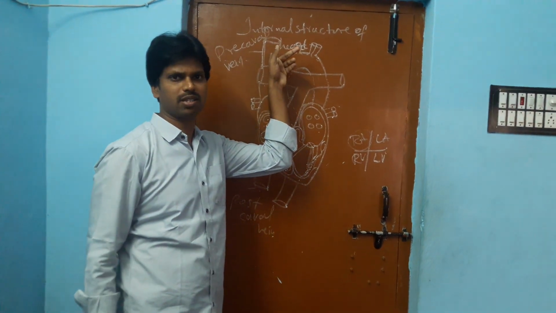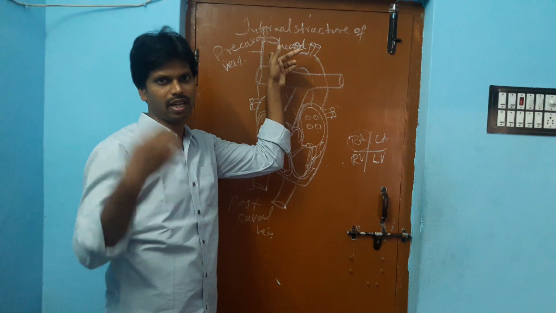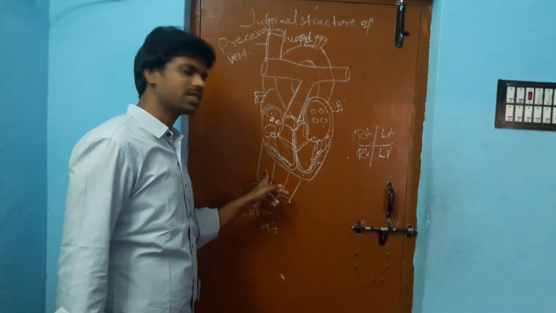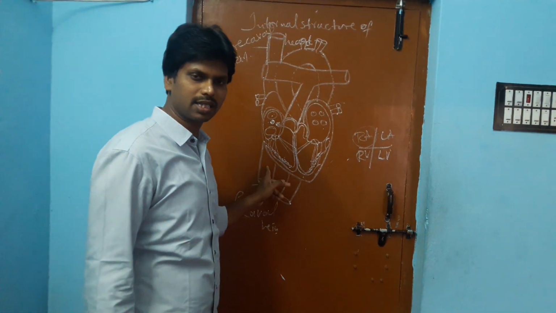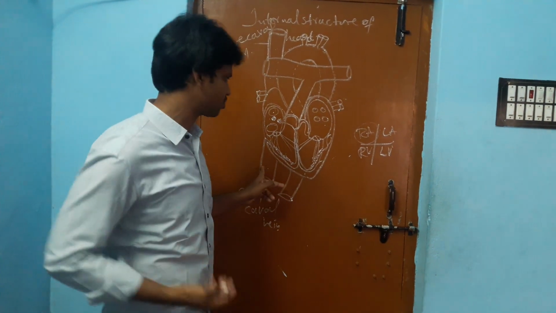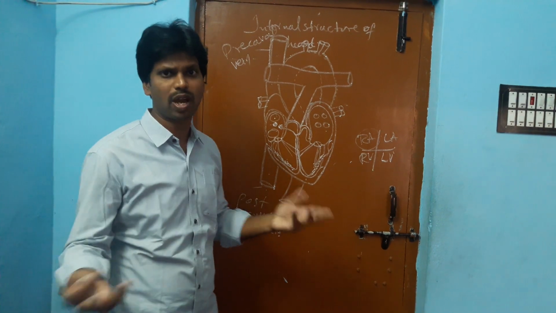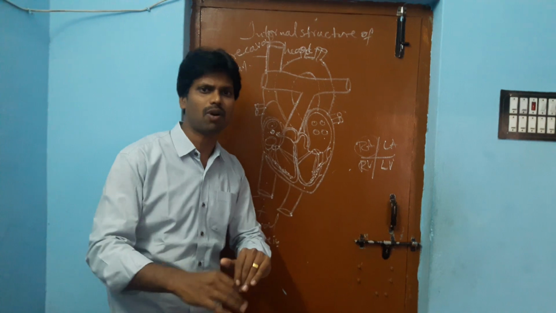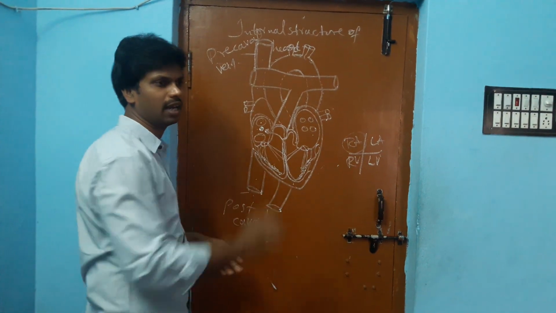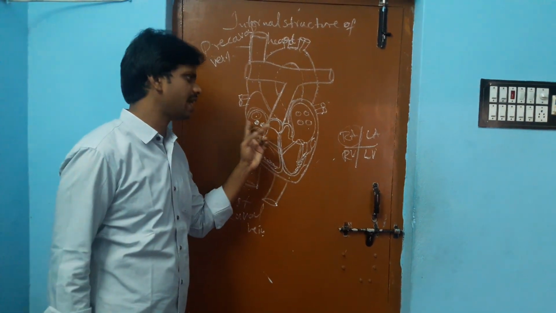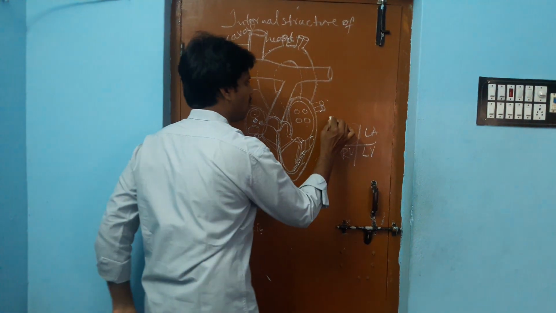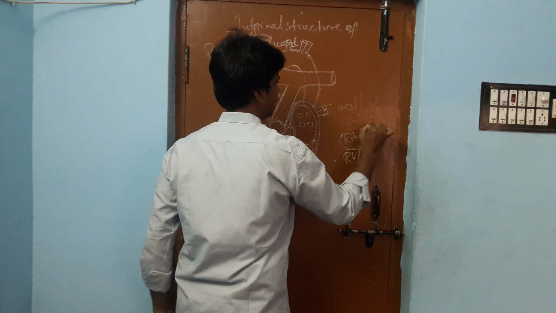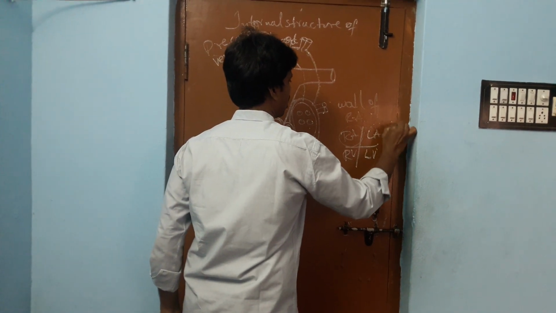Superior vena cava collects the deoxygenated blood from the head, neck, as well as the upper parts of the body, whereas the postcaval vein or inferior vena cava collects the deoxygenated blood from the legs as well as from the trunk. And the coronary veins, as we have discussed in the external structure of the heart, collect the deoxygenated blood from the wall of the heart and open into the right auricle. The wall of the right auricle is thicker than the left auricle.